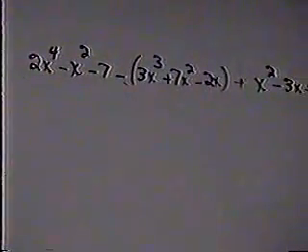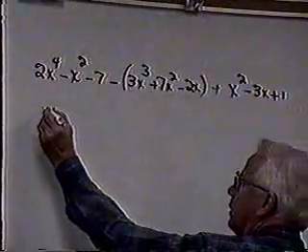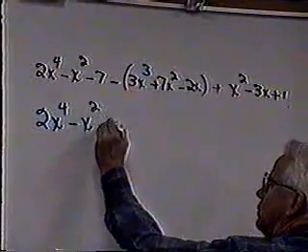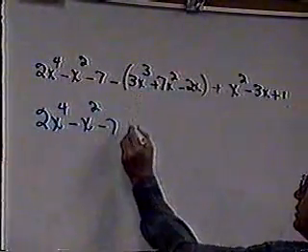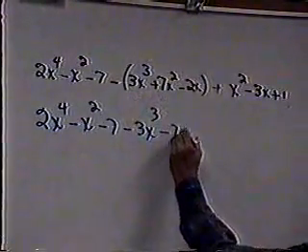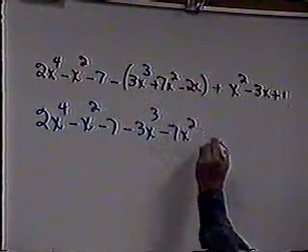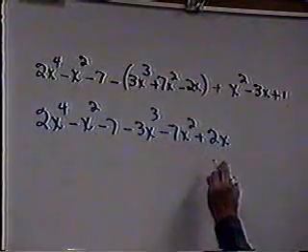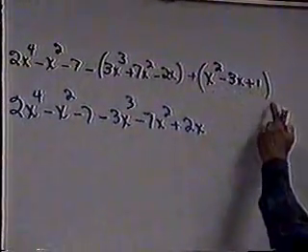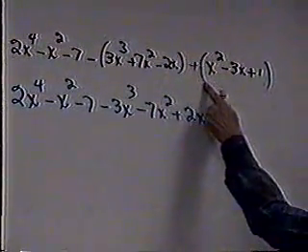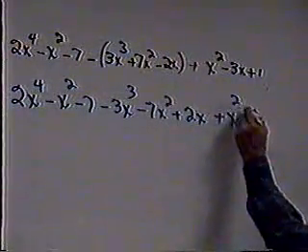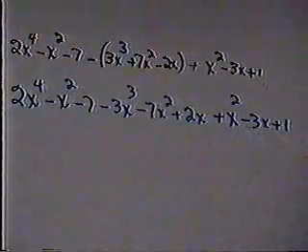Here, all we do is remove parentheses. So let's copy down the first one, 2x to the 4th, minus x squared, minus 7. Removing parentheses, minus 3x cubed, minus 7x squared, plus 2x. Minus times this minus is a plus. Now, we have parentheses here, but if it's a plus sign, what does that mean? We can just kind of drop the parentheses. So it's a plus x squared, minus 3x, plus 1.